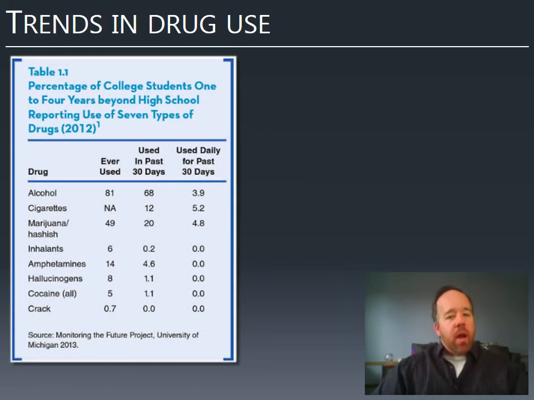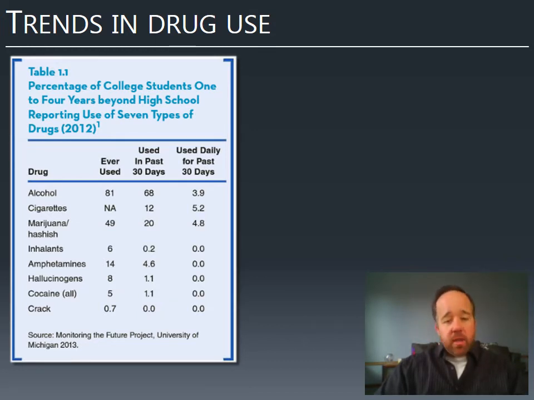Okay, so that's some of our terminology. Now we'll move on and talk about some trends in drug use. Again, this is over recent history, in our current society and in the U.S. We can look at a table like Table 1.1 here in your textbook. What Table 1.1 does is list some commonly used drugs and looks at some usage statistics: whether the person has ever used the drug, whether they've used the drug at all in the past 30 days, and whether the drug has been used daily in the past 30 days.